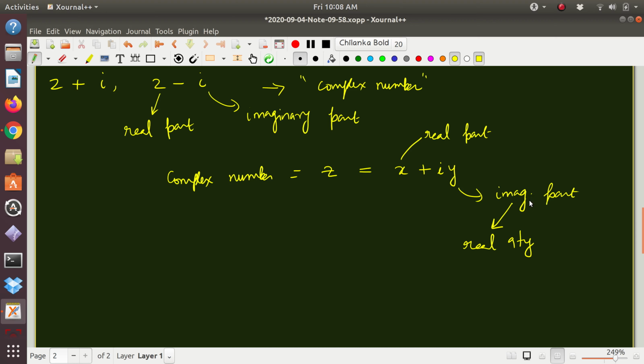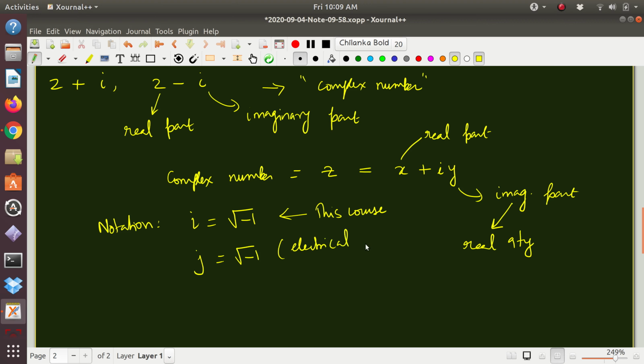Okay, so notation: usually the imaginary unit is denoted with i. That's what I'm going to use. But in some textbooks, especially the ones that deal with electricity and magnetism, they use j also. So you should be aware. In this course, and in the books that I have prescribed, we use i. But if you deal with electrical circuits, where i is denoted for current, in electrical engineering i denotes current, so there they will use j for the imaginary unit.